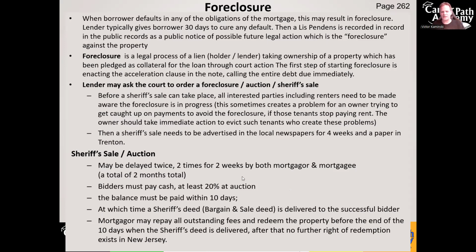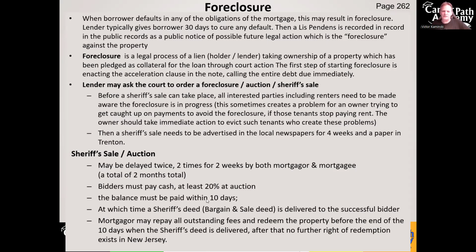On average, how long does it take to close on a house? 60 days on average? So bidders must pay cash, at least 20% at the auction.